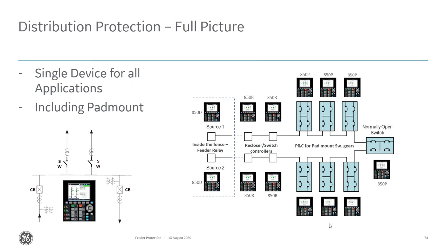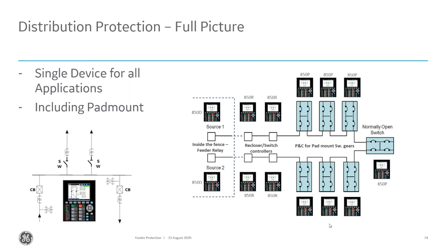And then we talk about the full picture of the distribution system beyond the recloser and the feeder relay. There are high tension facilities or low, medium voltage industrial facilities, which is not a full industrial facility, like maybe a shopping center or something. And then we have pad mount switchgear there.